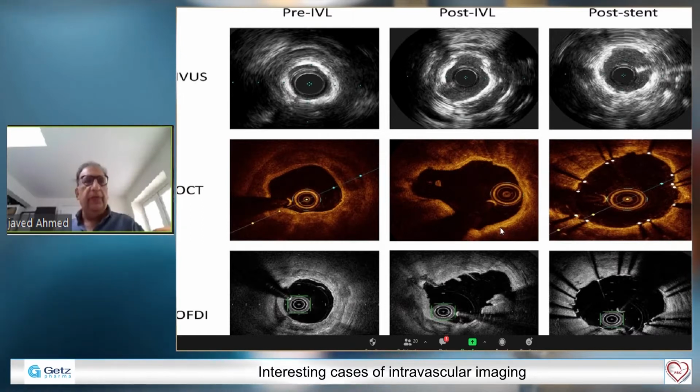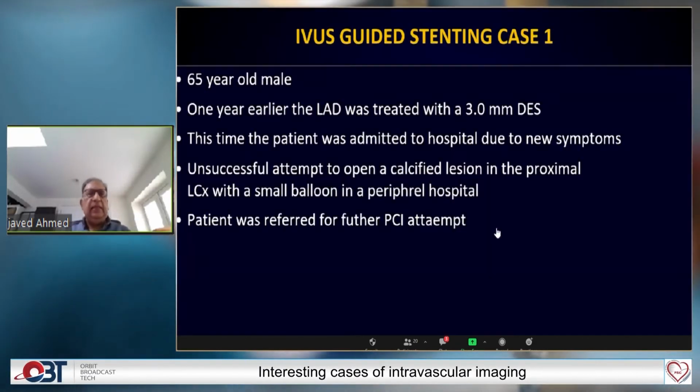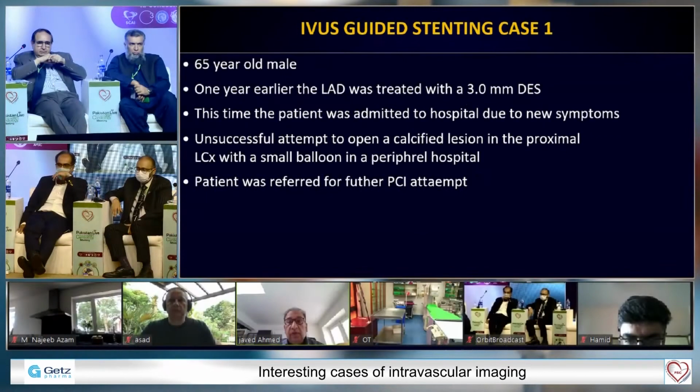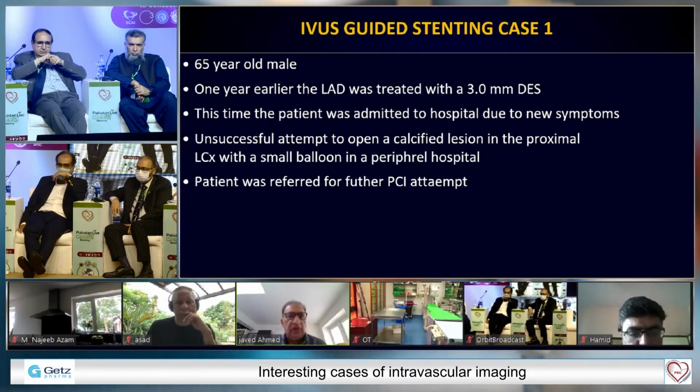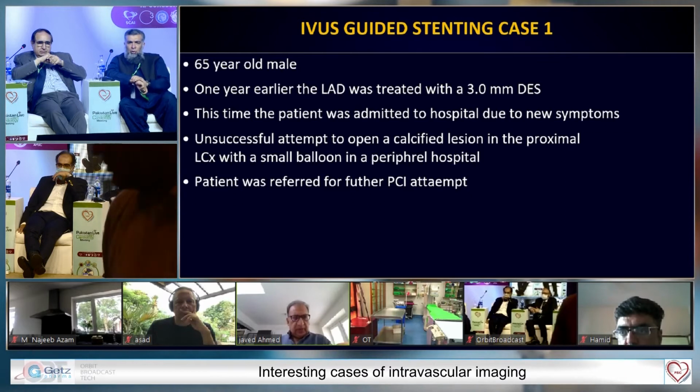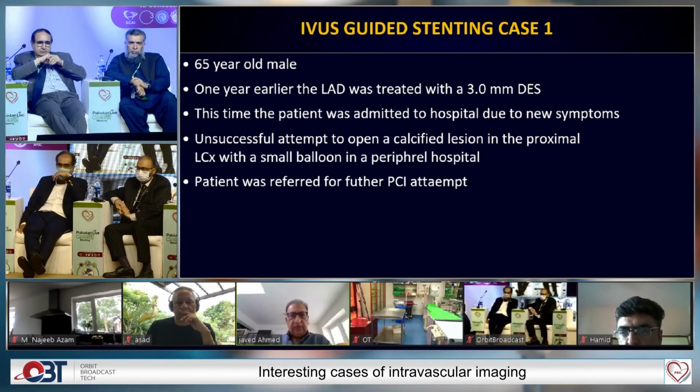Here we go. So the next is a case example of a 65-year-old male who had, one year earlier, the LAD treated with a 3.0 millimeter drug-eluting stent at a peripheral hospital. This time the patient was admitted to the same hospital due to new symptoms, and some attempts were made to open a calcified lesion in the proximal circumflex with a small balloon. It was unsuccessful, and the patient was referred for further PCI attempts.